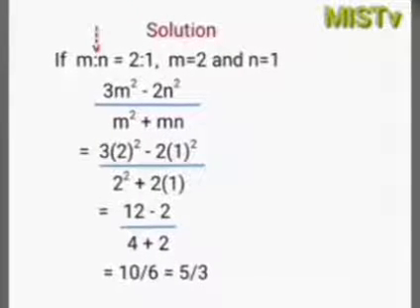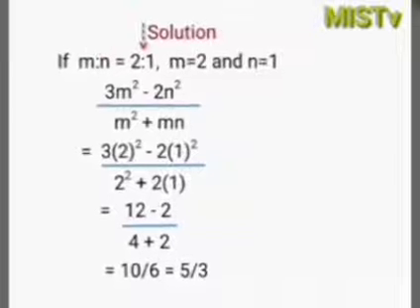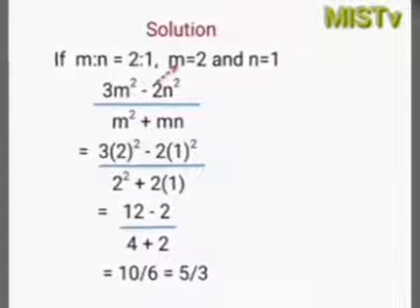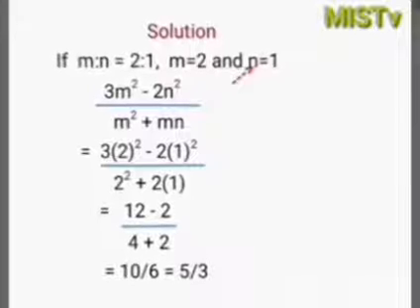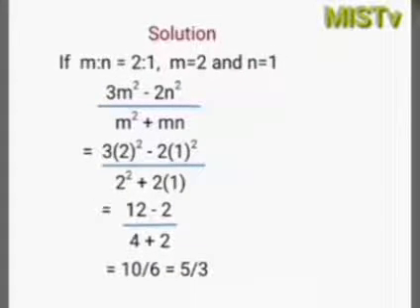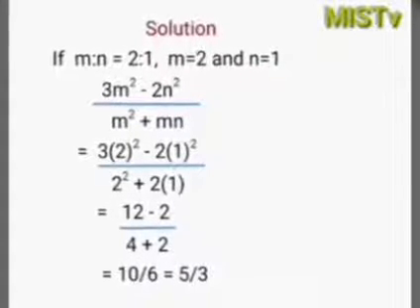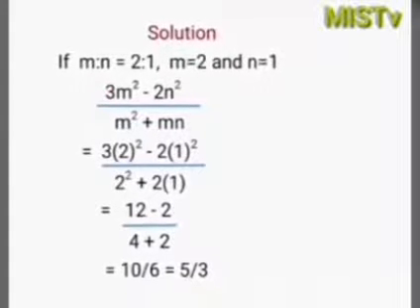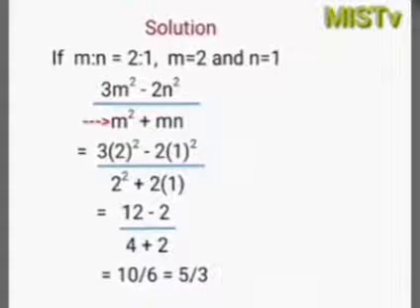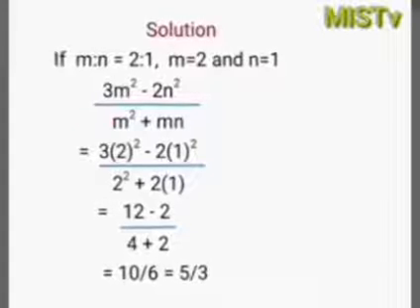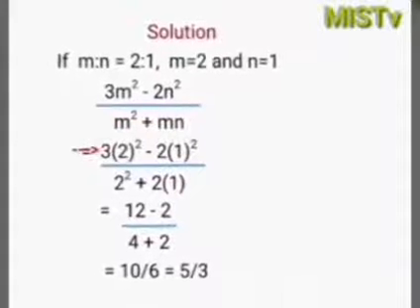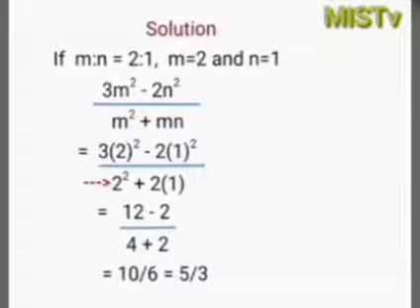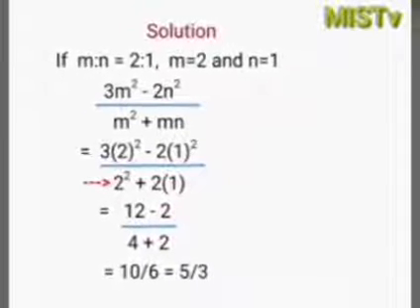Solution. If m ratio n equals 2 ratio 1, then m is equal to 2 and n is equal to 1. Substitute the values into the expression 3m squared minus 2n squared all over m squared plus mn. We have 3 times 2 squared minus 2 times 1 squared all over 2 squared plus 2 times 1.